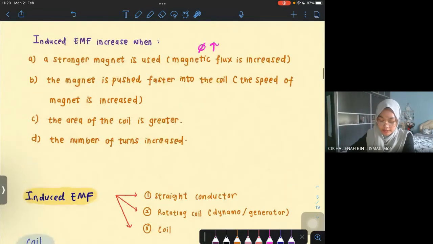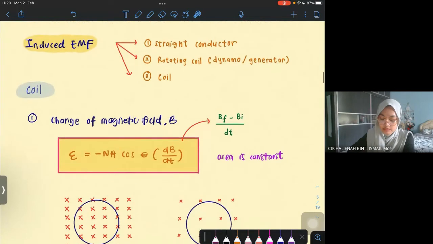So induced EMF, okay, we can generate induced EMF through three things. First, through a straight conductor, through a rotating coil, whose application is the dynamo and generator, and then through a coil. Okay, so from here we look at the first one, which is through the coil. So through the coil, we have two different changes that we are going to look into.